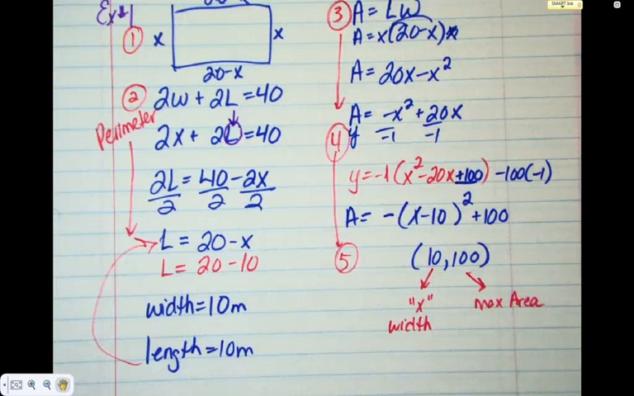I know these are long. I know they look scary. You're going to see as we move through the next 2 examples, they're almost identical. We're just going to change the question and change the numbers.